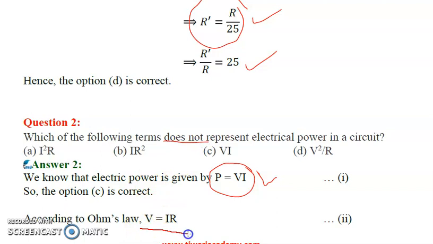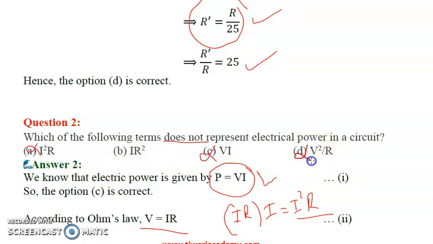According to Ohm's law, we know that V is equal to IR. If we put the value for V as IR, it will be IR into I. So it will be I square into R. Okay. So I square into R is true, so this won't be the option. Of course, VI is also true. This won't be the option.